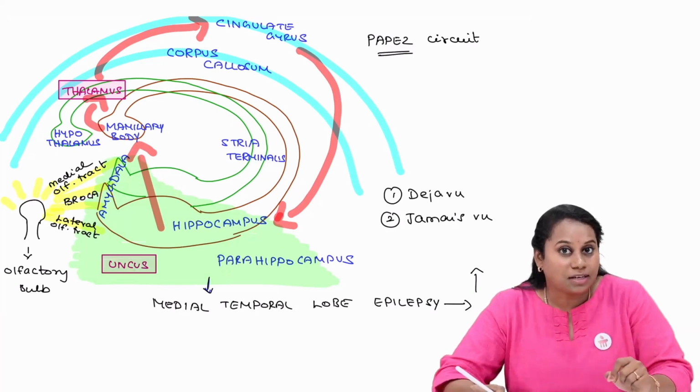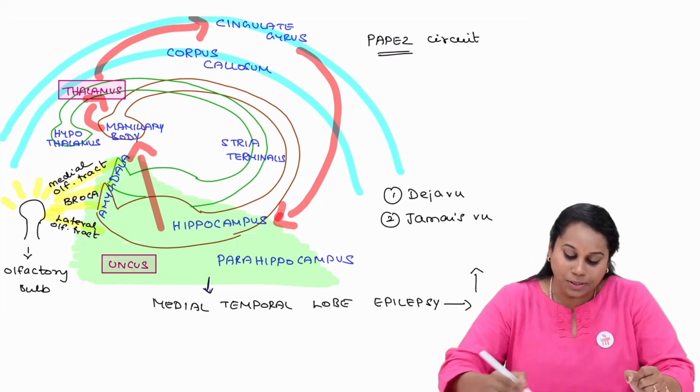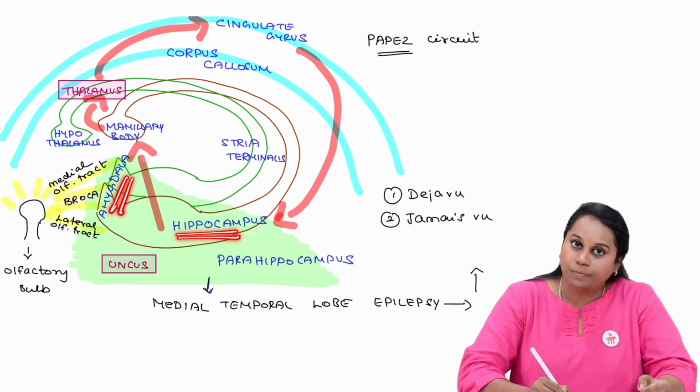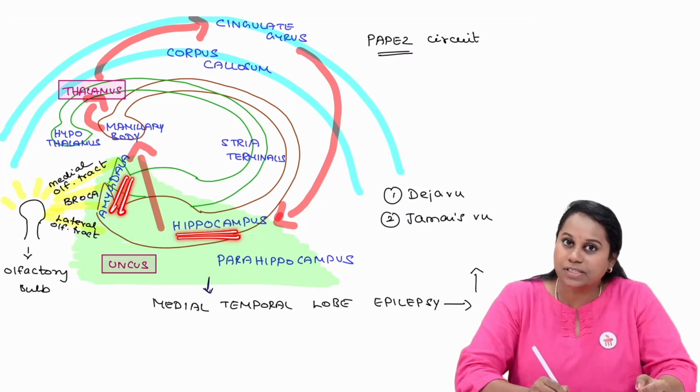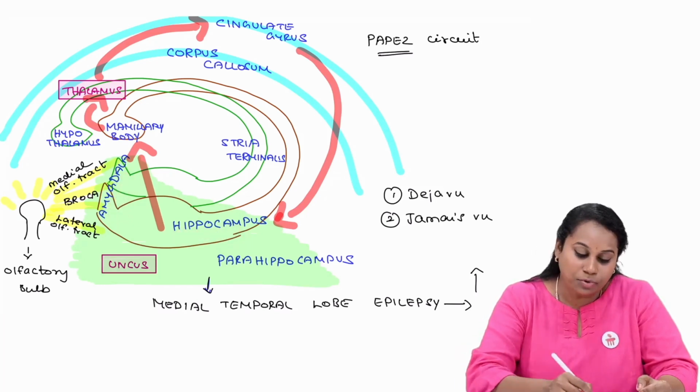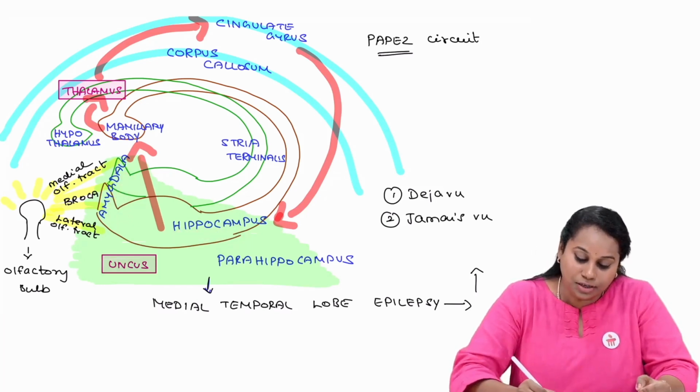Why do you have deja vu and jamais vu in medial temporal lobe epilepsy? Look at the parts that are involved in medial temporal lobe epilepsy. You have hippocampus, you have amygdala. What is the role of the hippocampus? Yes, we already finished this: converting short-term memories into long-term memory. So the hippocampus has a role in memory.